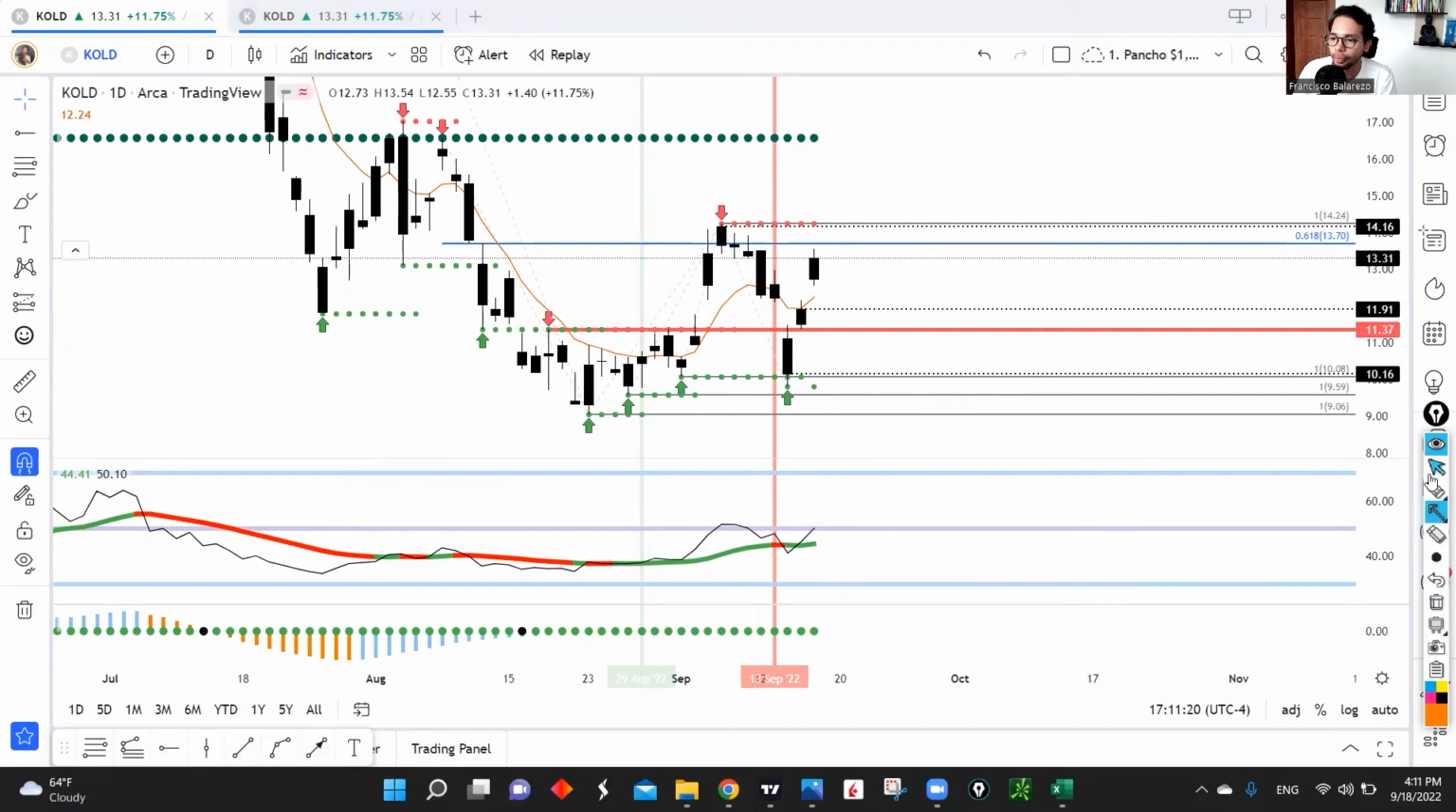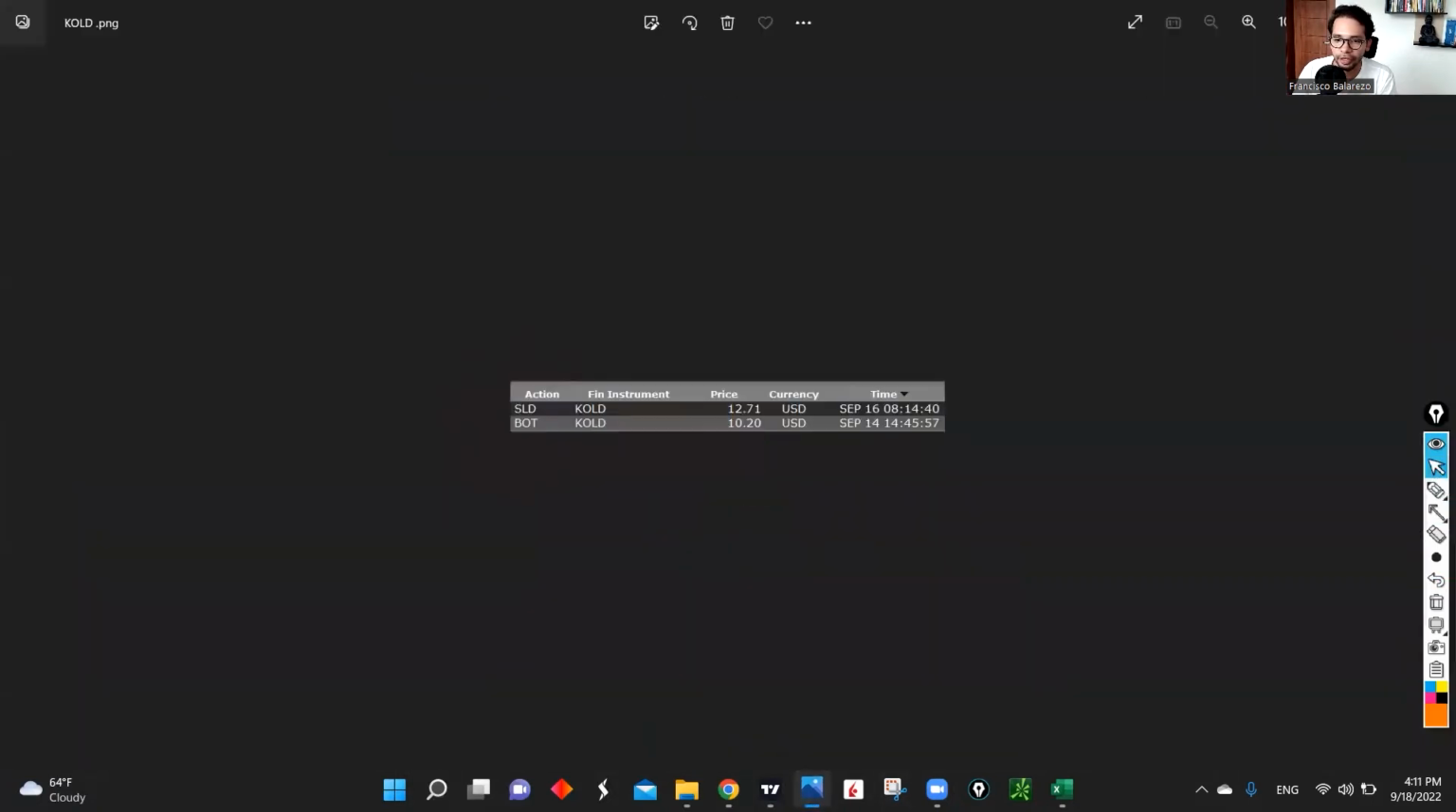Now let me show you my entry, which I have right here. You can see the entry, which was a buy, right? Because this is a short ETF, that means that I bought the shares because they trade inversely to UNG. So I got long KOLD, and that means that I got short UNG. You can see here that I bought KOLD at 10.20, right?